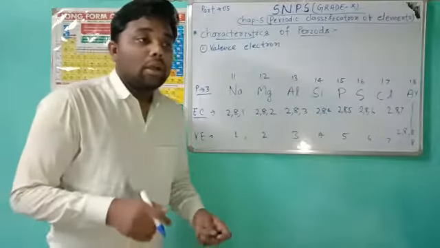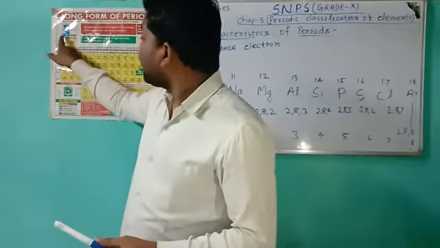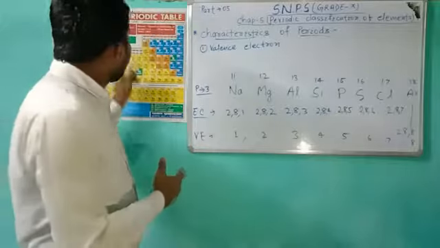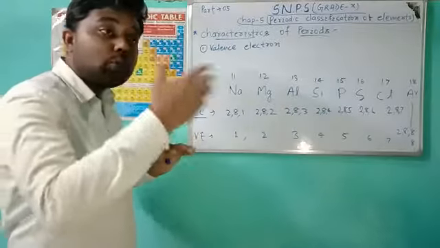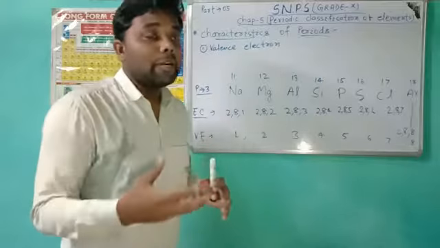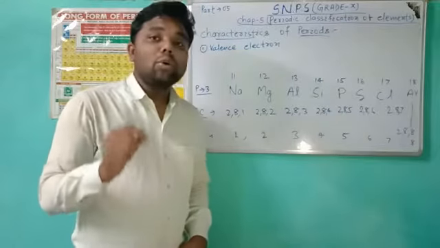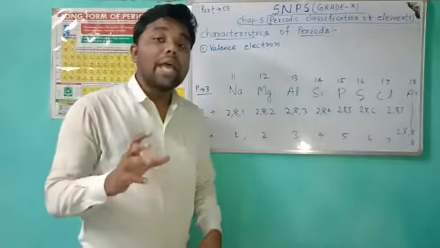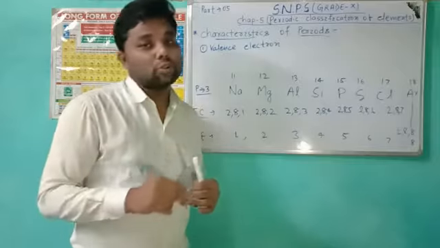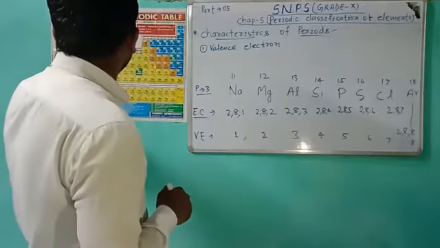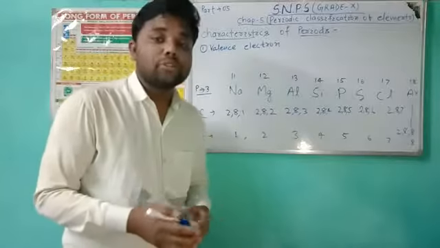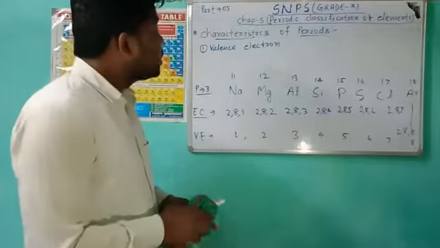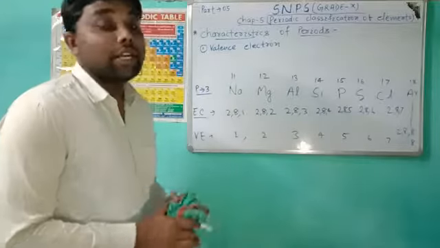And remember, in period number 1, the valence electron increases from 1 to 2, not 1 to 8, because in the first period we know that only one orbit is present, that is the K shell. Only the K shell is present, and the K shell contains only 2 electrons. So in the first period we have only two elements. So this is all about the valence electron. It is also called the outermost electron.